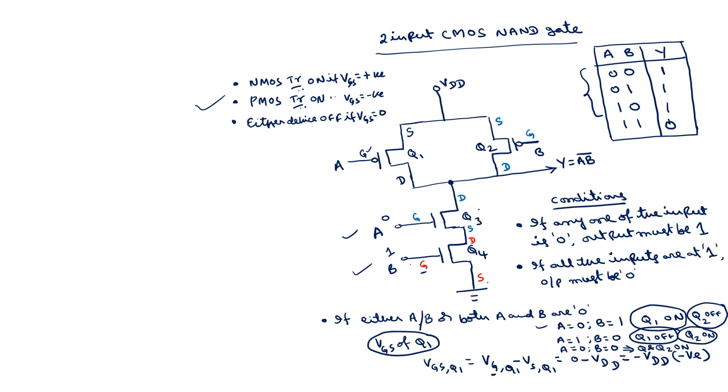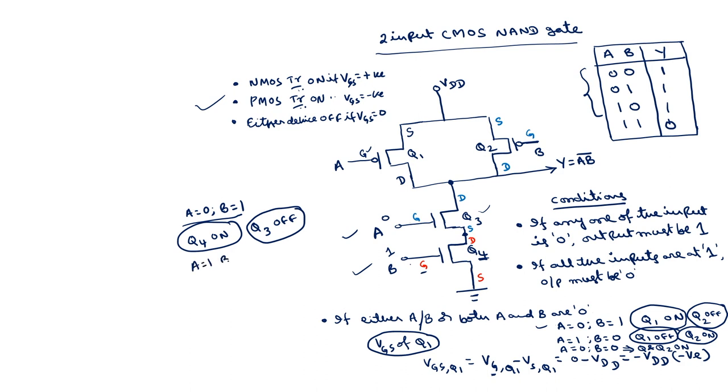Whereas, what happens to VGS of this Q3? This is short circuited. So, this ground potential will be available here. So, the source of Q3 is 0 and gate is also at 0. So, VGS becomes 0. As a result of that, Q3 will be off. Here itself I will write A is equal to 0, B is equal to 1. Can you easily see that the VGS of Q4 is positive, so this will be on. For this, Q4 is on, Q3 is off.